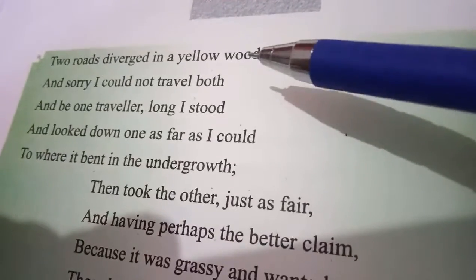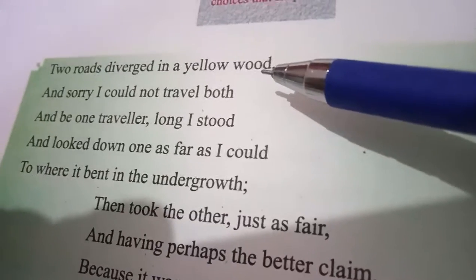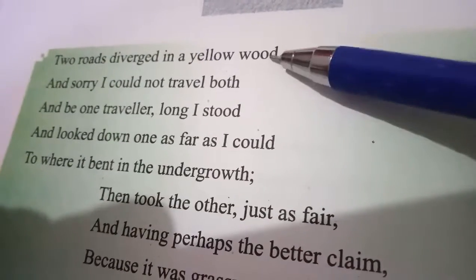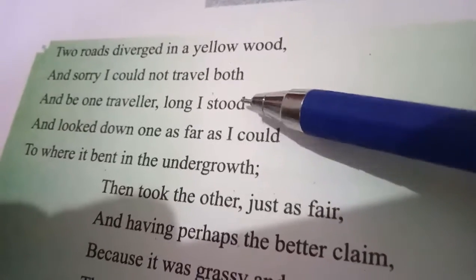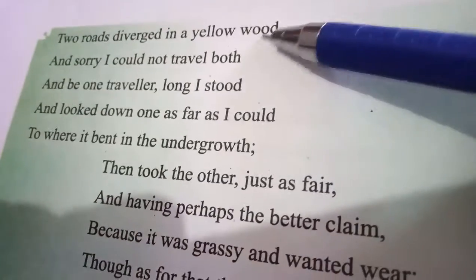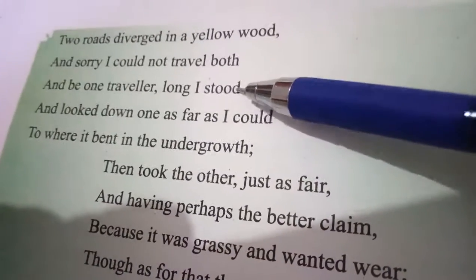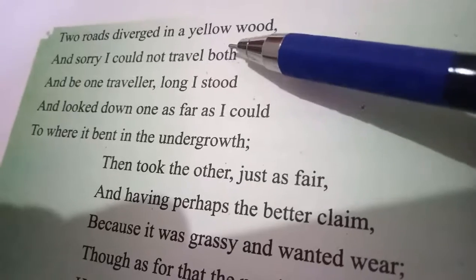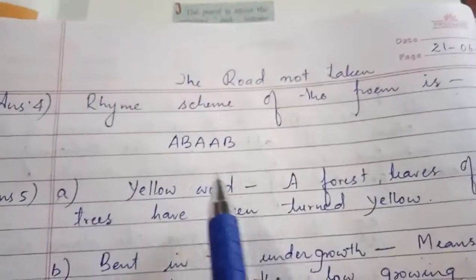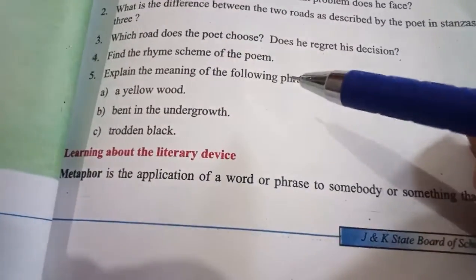So here again we have to see the last words of the first stanza of the poem. First stanza: wood, both. They have different sounds, so wood will be given as A, both as B. Stood matches with wood, so it means A, B, A. Could, stood, wood, these three words have the same sound. Growth and both sound the same, so B and B. So the rhyme scheme of the poem will be A, B, A, B.